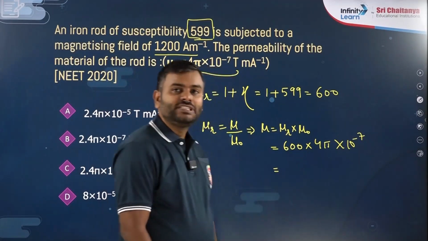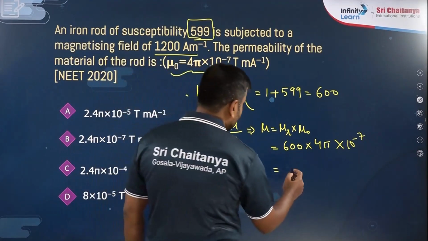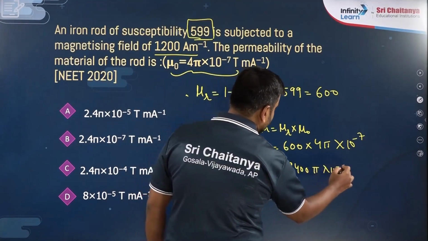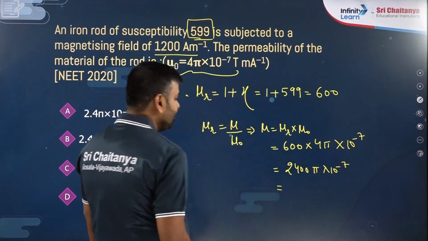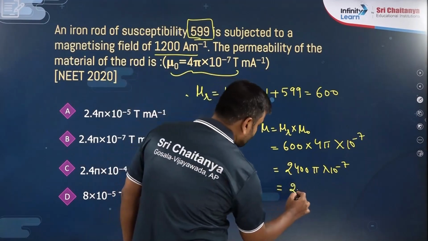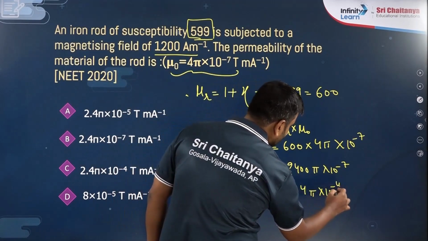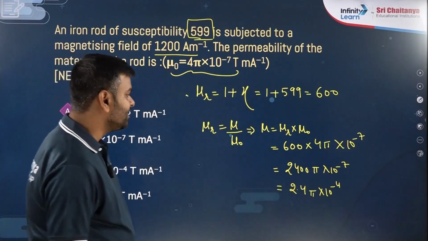So if we multiply here 4 into 600, which is 2400 pi into 10 to the power minus 7, we can also write it in terms of 2.4 pi into 10 to the power minus 4. So that will be the final answer we have.